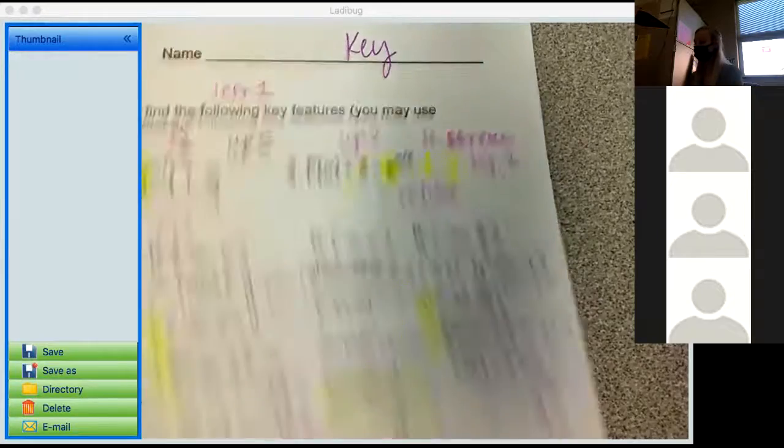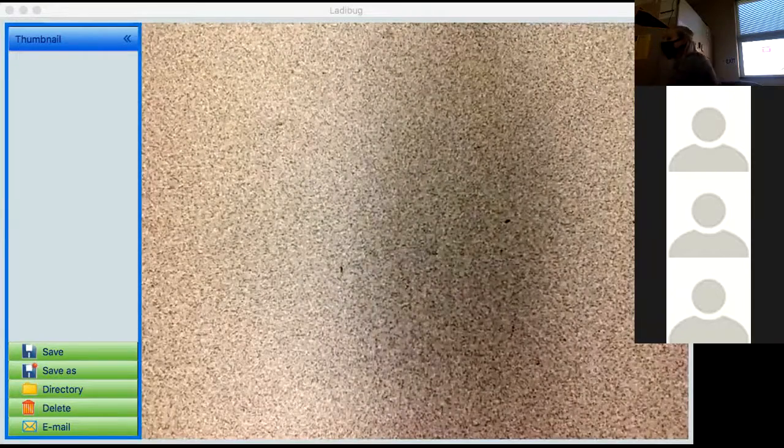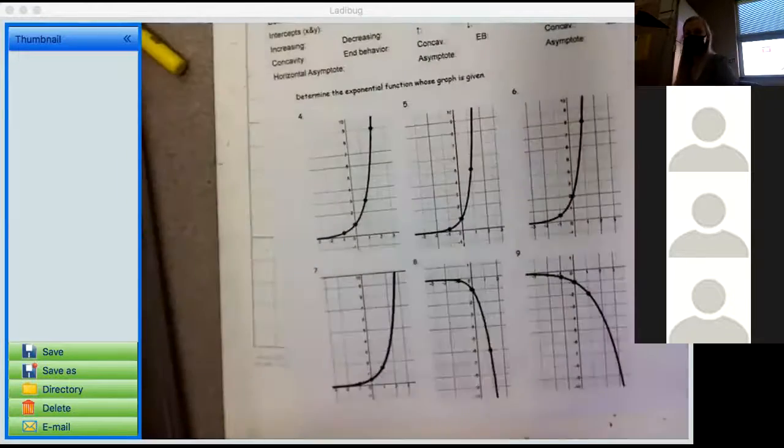All right, so let's do 6 and 8 first. I'm going to start with 8, and then we will do 6. I'm actually just going to do it on my paper, if that's okay with y'all. I've got a blank one.